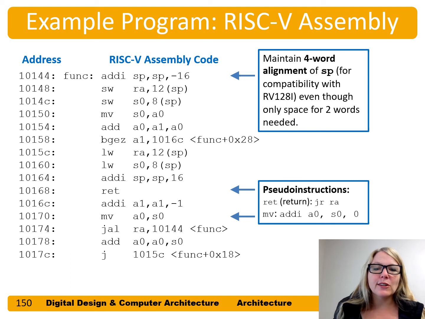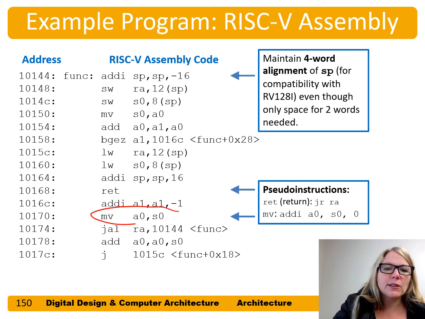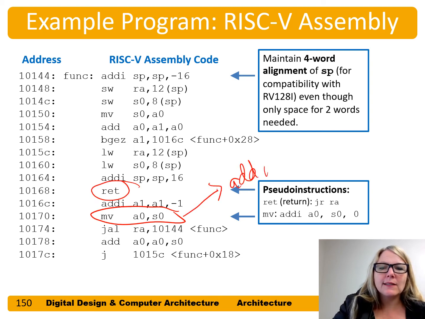Also notice the pseudo instructions. We have the move instruction and also the return instruction. The move instruction is translated to add immediate A0, right? We're moving what's in S0 into A0. Add immediate A0, S0, 0.